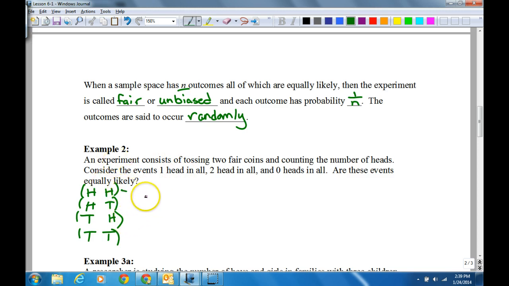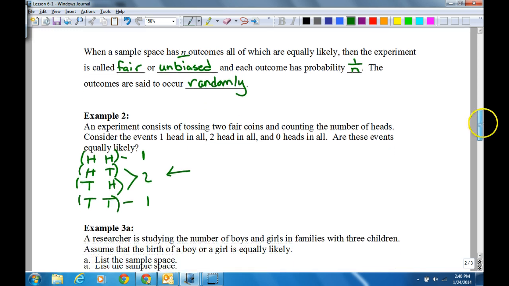Okay, so it says consider the event of having 1 head total, okay? So there's 2 possible ways of having 1. Of having 2 heads, you have 1 way, and having 2 tails, there's only 1 of those, okay? So what is most likely to happen? 1 of each, right? This one's the most likely to happen, okay? So, are all these events equally likely? No.